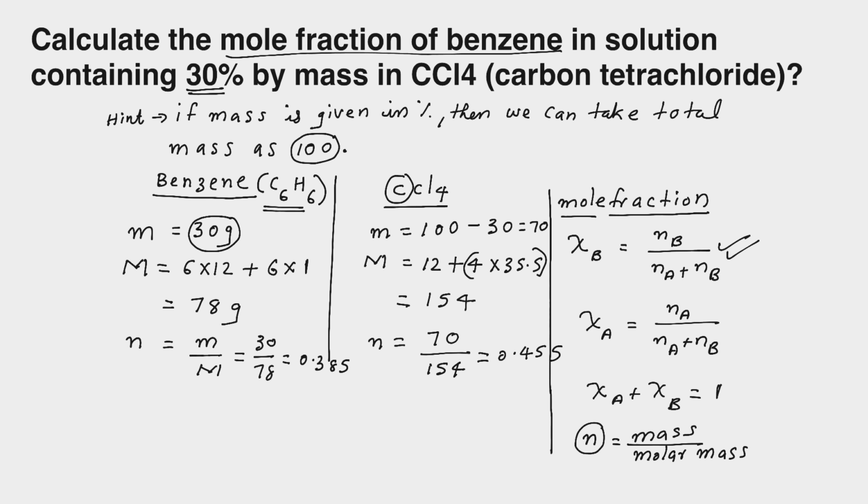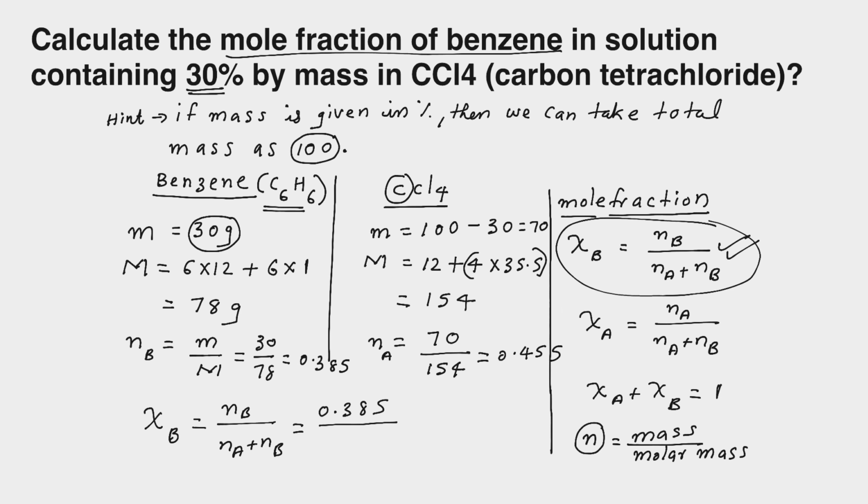For making the calculation easy, I am putting Nb for the number of moles of benzene and Na for the number of moles of CCl4. Now, what is the equation for mole fraction? Chi B is equal to, here we have the equation, Nb by Na plus Nb. What is Nb? 0.385. And what is Na? 0.455 plus 0.385. On calculating, you will be getting 0.458. And remember, mole fraction does not have any unit.